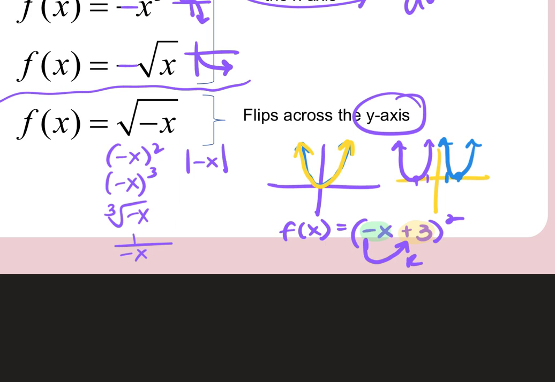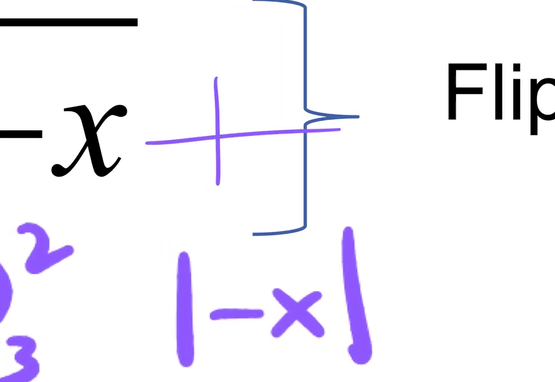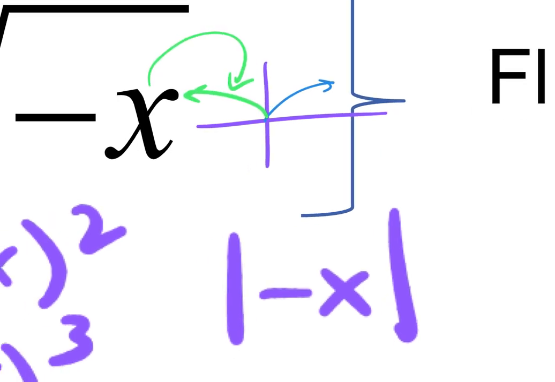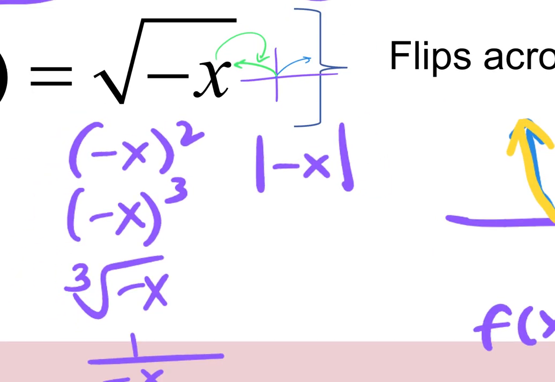You can either plot it and then flip it, or remember that if a negative happens inside your function and there is a horizontal shift, it changes the direction of your horizontal shift. Now what does look completely different is the square root with a negative underneath, because this one, instead of pointing this direction, it points left. And a cube root, instead of pointing like this, it flips the other way.